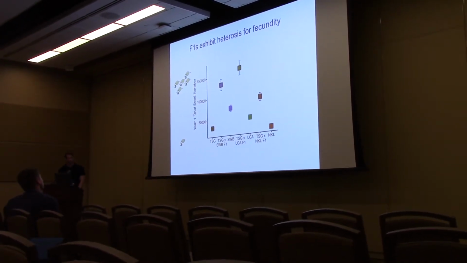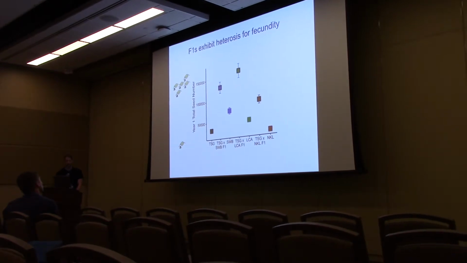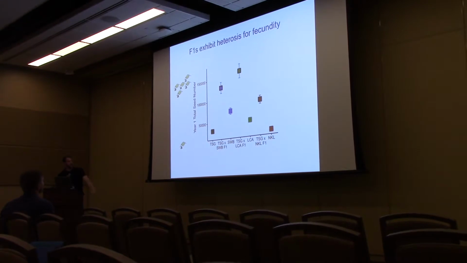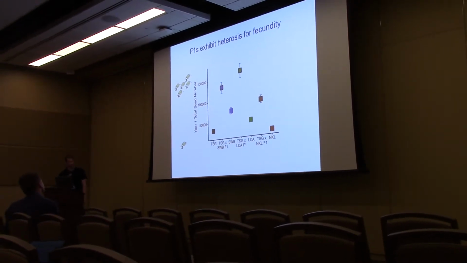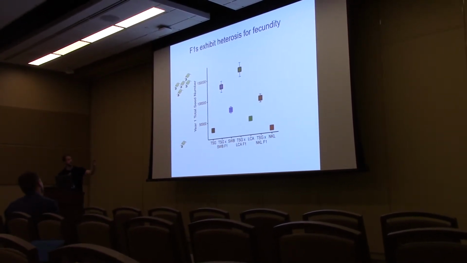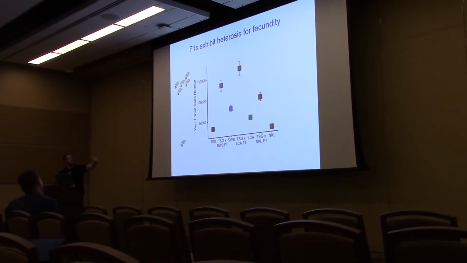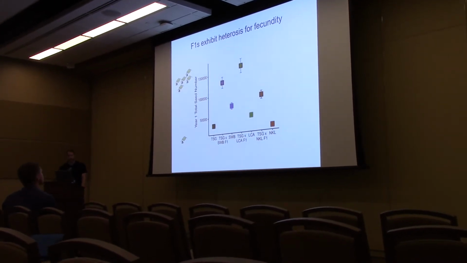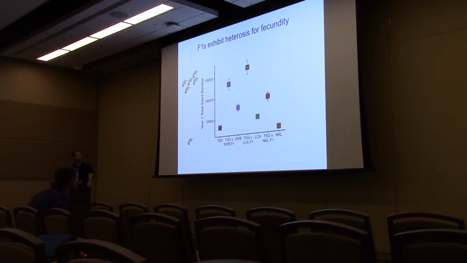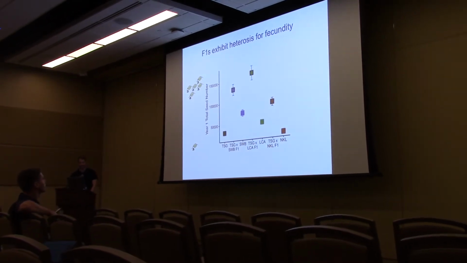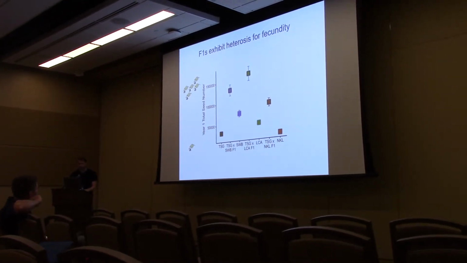We see a very different pattern for fecundity, or seed number. The maternal parent, NP, invests the smallest amount into seed production, but all of the F1s show a pattern of heterosis. The seed number is highest in the F1s relative to either the maternal or paternal parent.